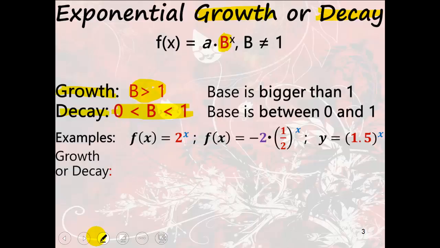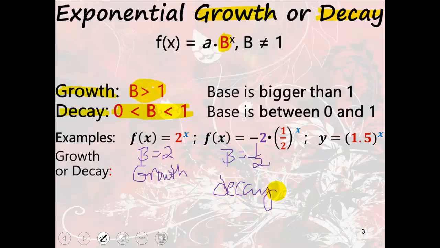So in these examples, f of x equals 2 to the x. The base is equal to 2, so this is a growth. f of x is equal to -2 times 1/2 to the x. The base is equal to a half, so this is a decay. Here, y is equal to 1.5 to the x. The base is 1.5, so this is a growth.